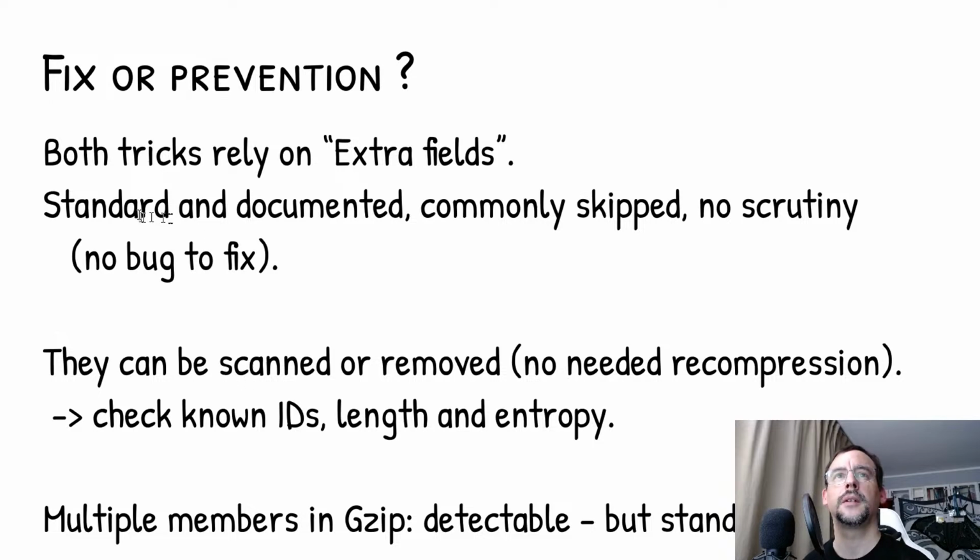So both tricks rely on extra fields. It's standard and undocumented. And there's usually no scrutiny, so there are no bugs to fix. Compatibility is good. They can be scanned or removed. There is no recompression needed to remove them. You just move stuff around. If you want to make a security tool to prevent that, check for known IDs, the length and the entropy of the extra field. And multiple members in GZip is detectable, but is standard and maybe not so common, so maybe no one checks for it.